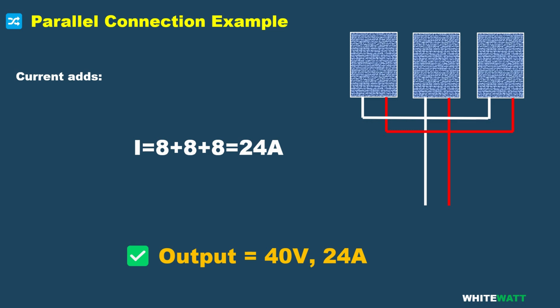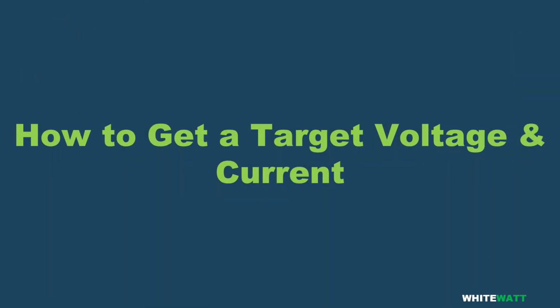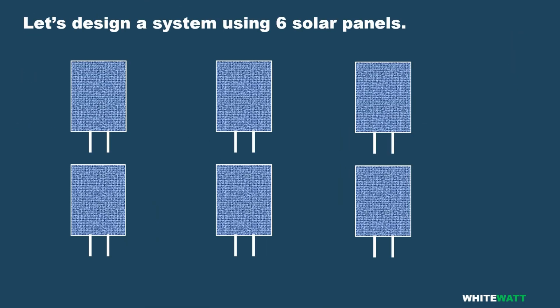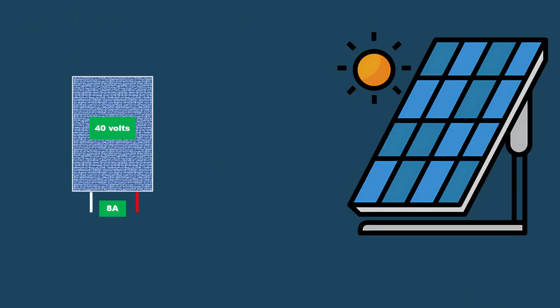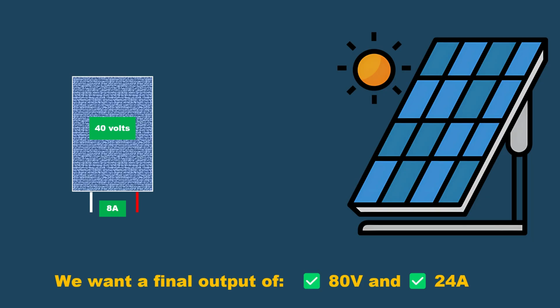Now how to get a target voltage and current? Let's design a system using 6 solar panels. Each panel is 40 volt 8 ampere. We want a final output of 80 volt and 24 ampere.